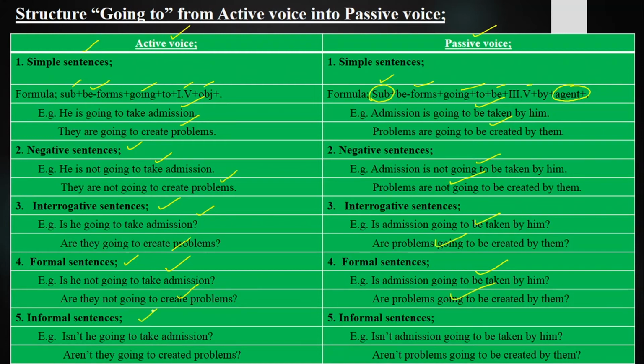Last, we have informal sentences, those sentences in which we ask a question, deny the statement, and ask them in an informal way. The short form of "is not" is "isn't," "are not" is "aren't," and "am not" is "ain't," but it is not used in the structure "going to." It can be, but only when your subject is I. Isn't he going to take admission? Isn't admission going to be taken by him? Aren't they going to create problems? Aren't problems going to be created by them?